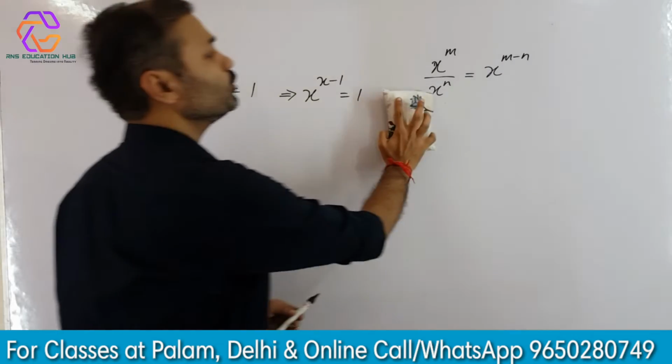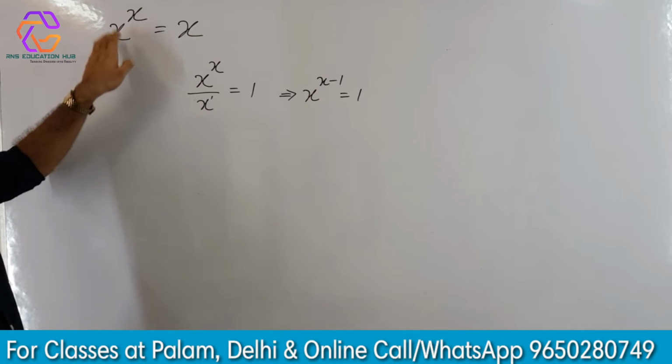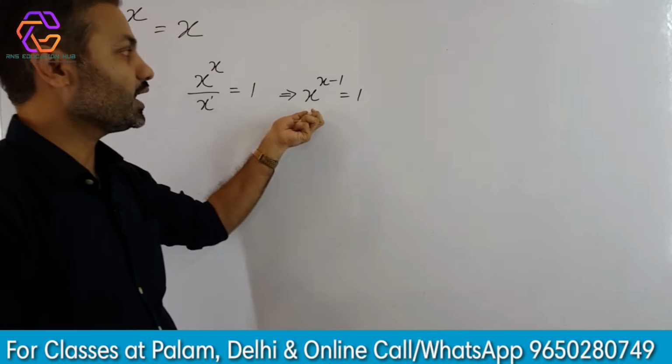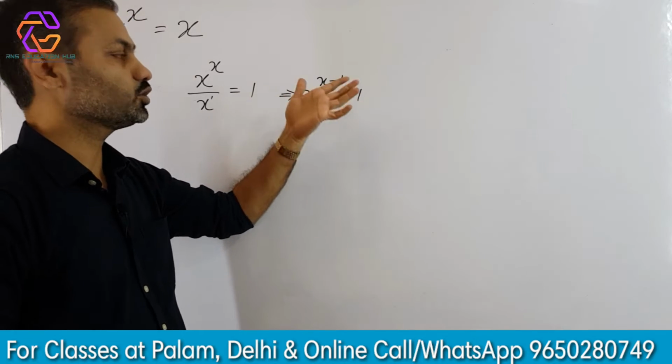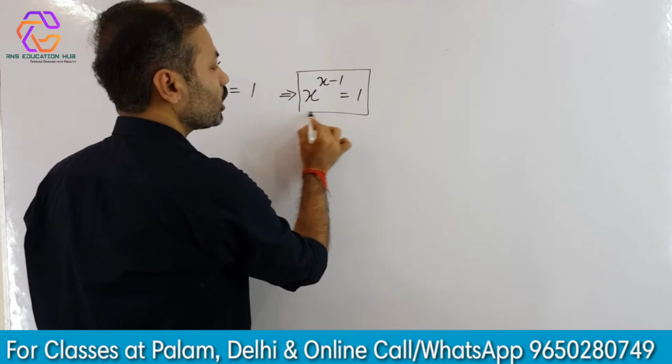So we have reduced our equation from x to the power x is equal to x, to x to the power x minus 1 is equal to 1. This seems to be a simpler one, and we need to solve it.